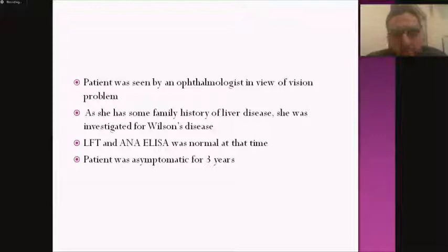Meanwhile, she had some vision problems. She had been to an ophthalmologist. She gave a family history of some liver disease. Hence, she was investigated for Wilson's disease. At that time, they had done some LFT and ANA. LFT was normal and ANA was negative in 2016. The patient was doing well for 2 to 3 years.